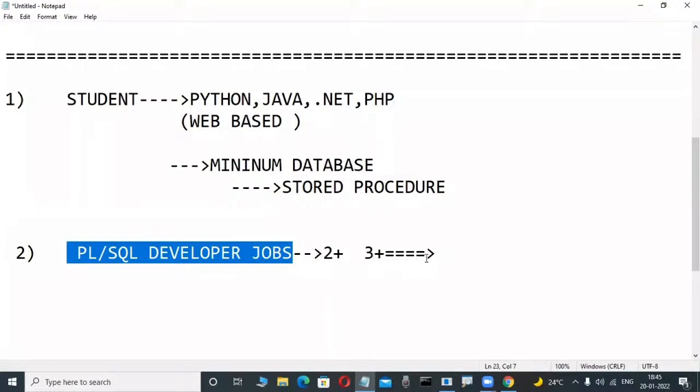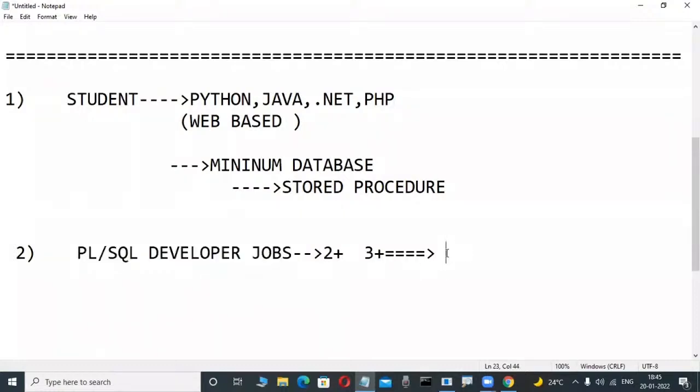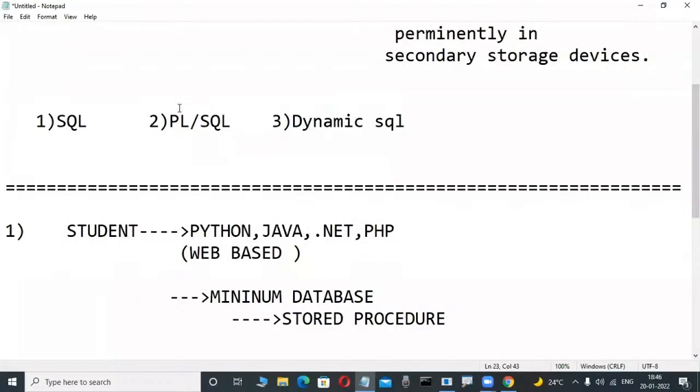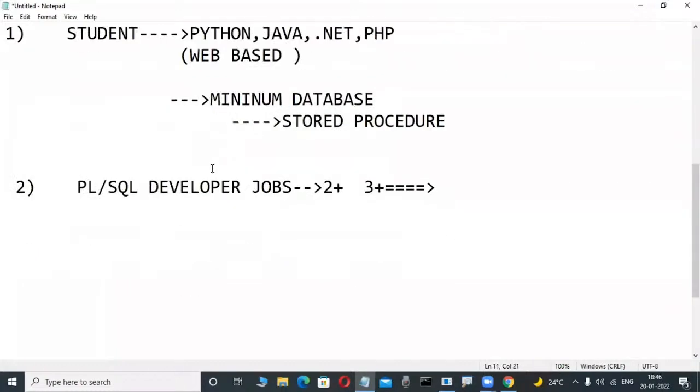For example, I'm telling in-depth knowledge of our concepts, and what the interview asks, I know. Those persons apply for PLSQL developer jobs. So many fellows learn this course, because in this course we learn SQL and we also learn PLSQL. Again, observe here, this is for PLSQL developer jobs.